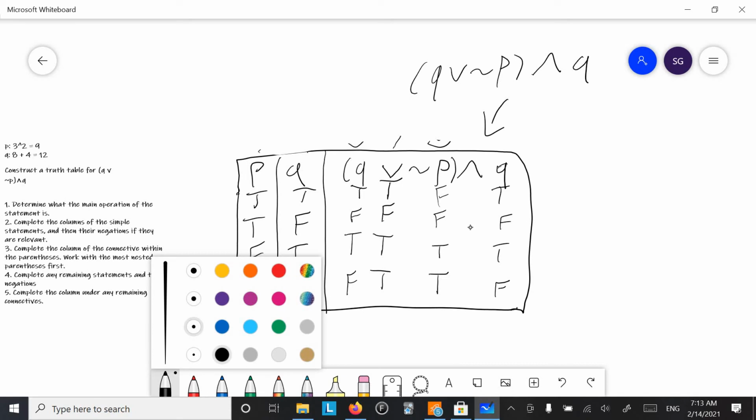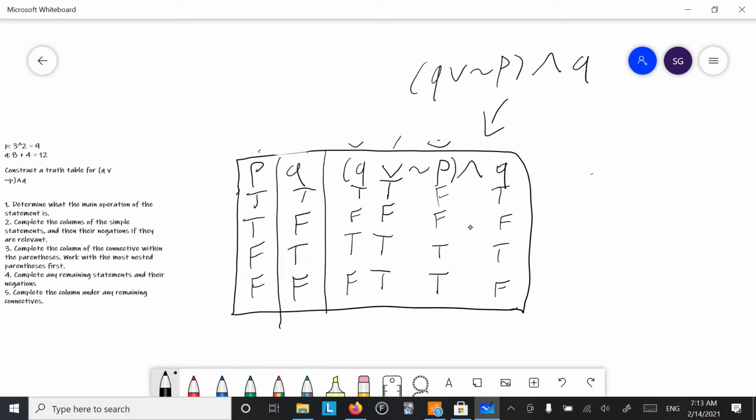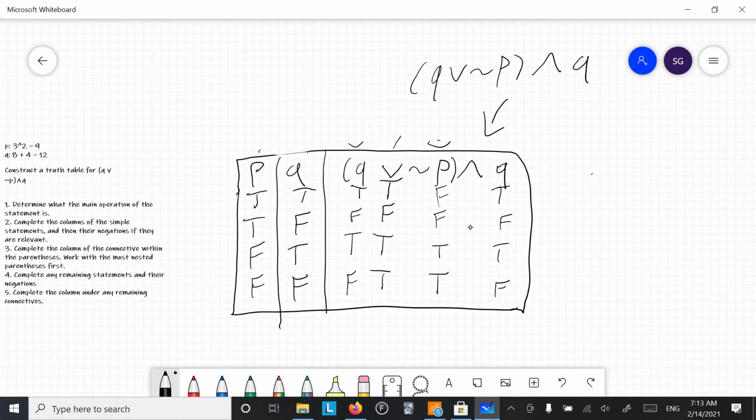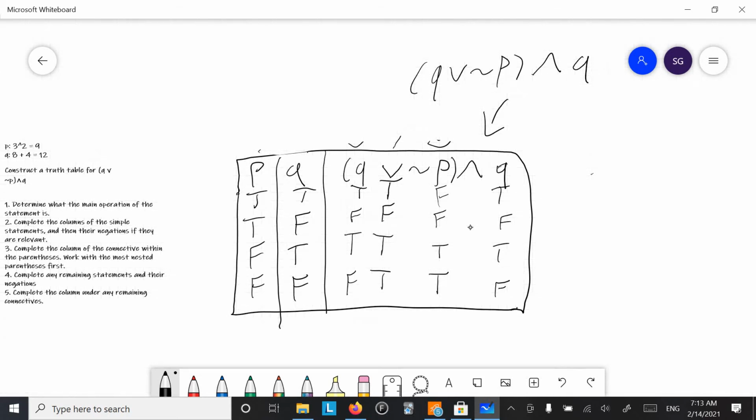Alright, so what do we know? We know that the disjunction of Q and negative P is true. And we know that the conjunction of Q is true here. So we know that both of them are true, which means that this statement as a whole is true.